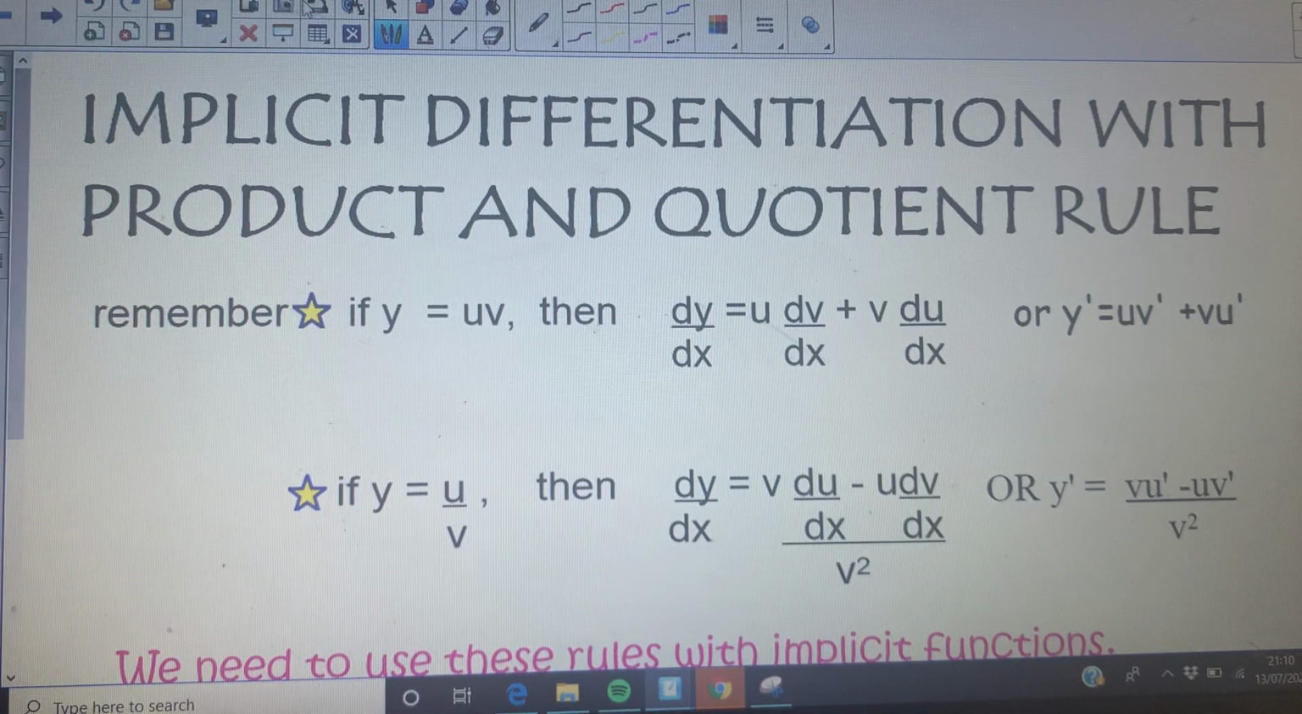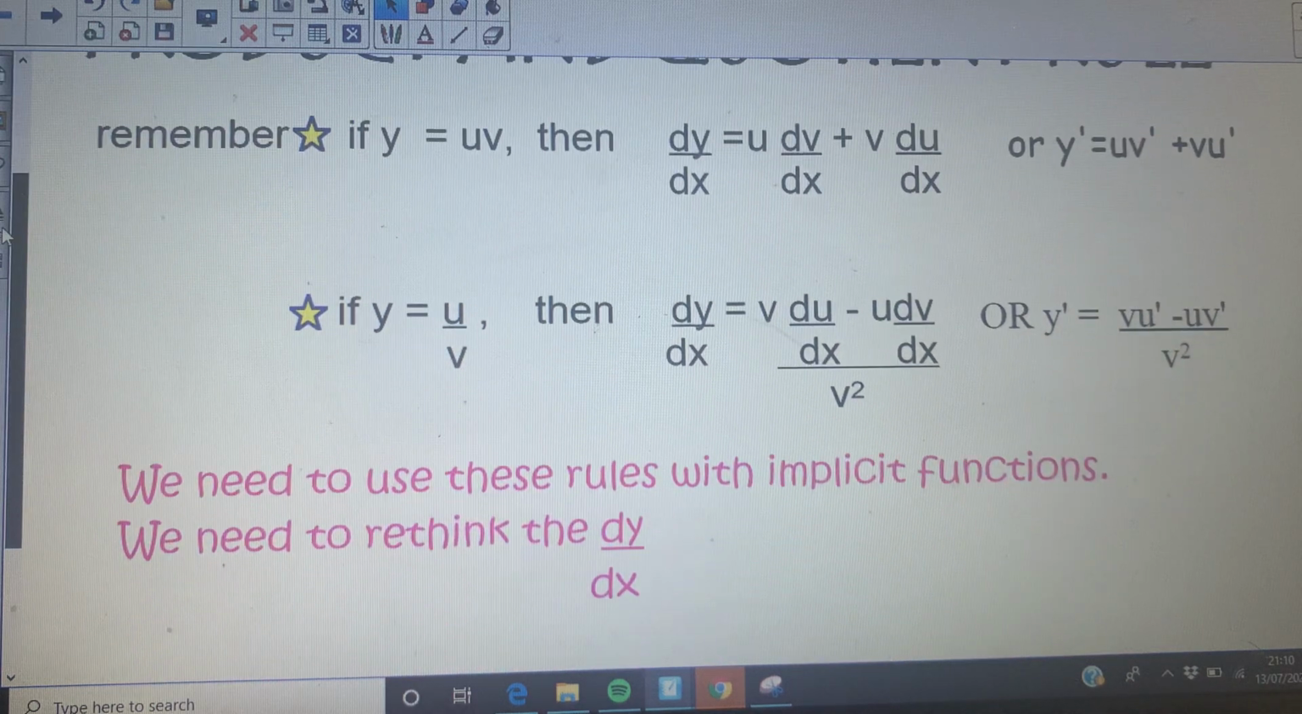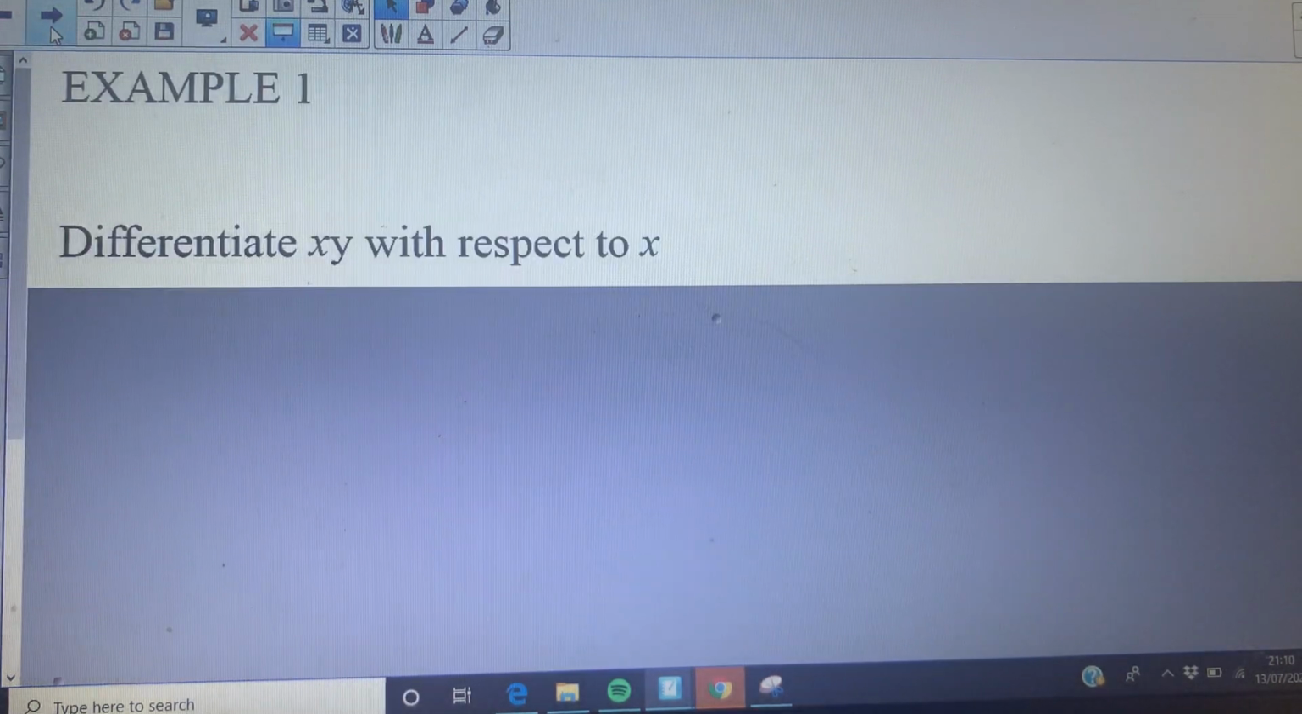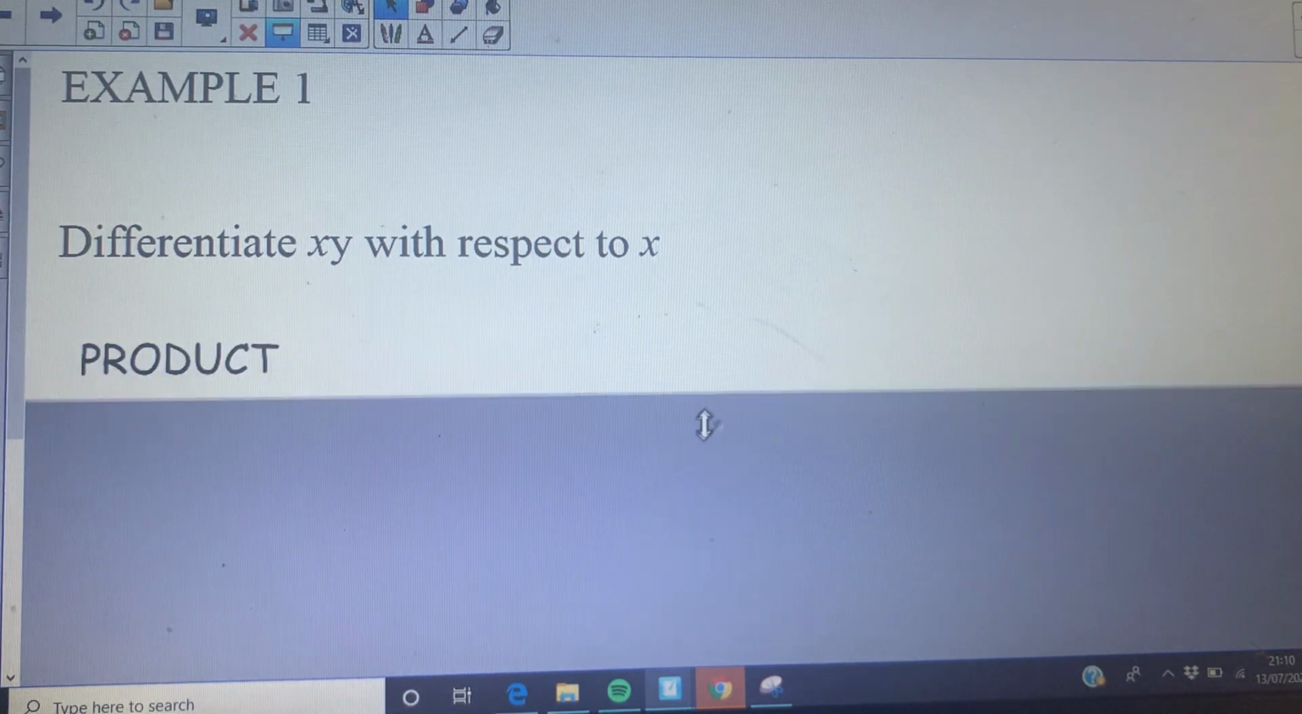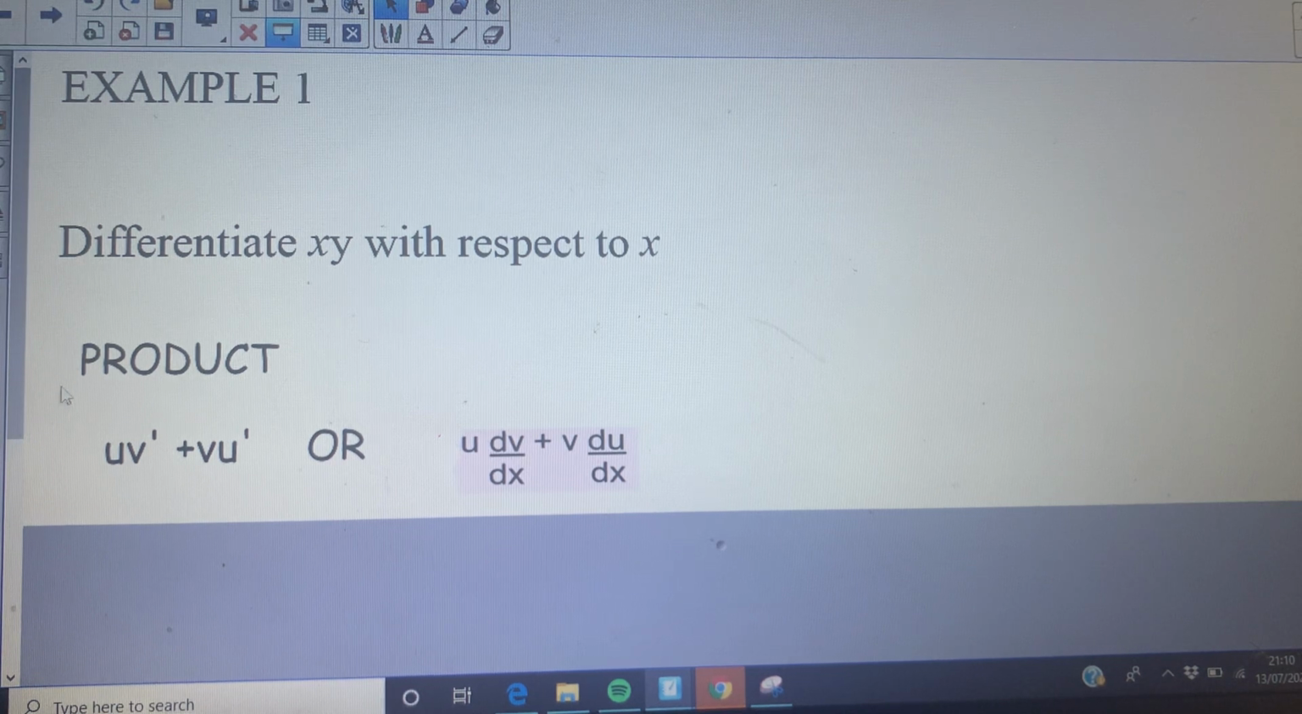So I'll show you what I mean by having to rethink the dy dx, because we can't think of our formulae like this. I'll show you what I mean. So first of all, we're going to differentiate the product xy with respect to x. Now, it's a product, so I'm going to quote the product rule like that. So the only difference here is I'm just not saying dy dx equals, because dy dx is going to be mashed up in your answer.